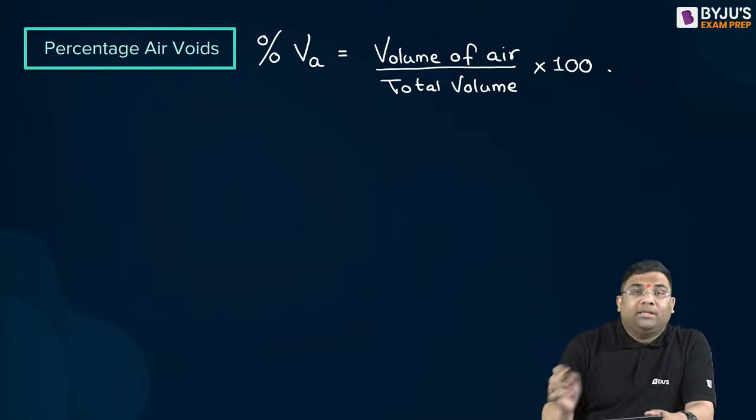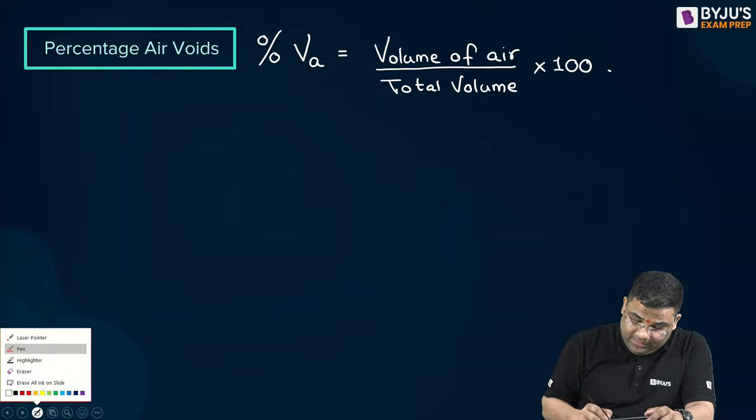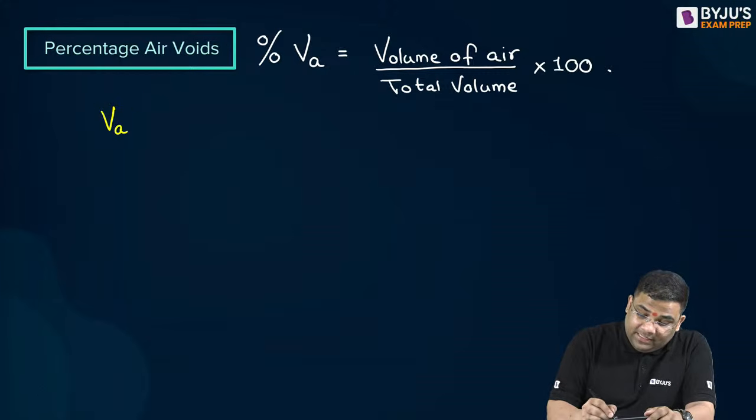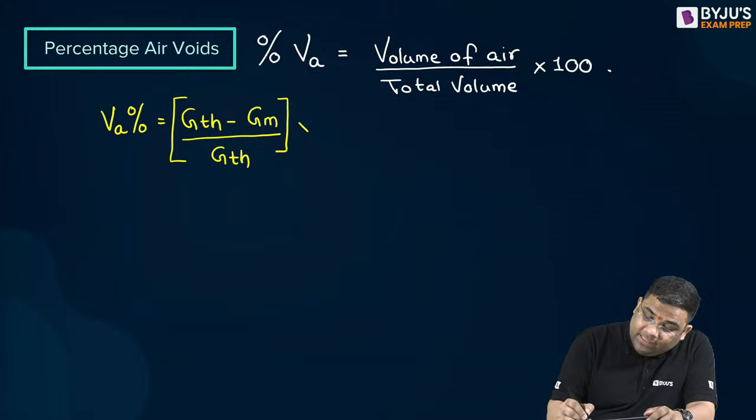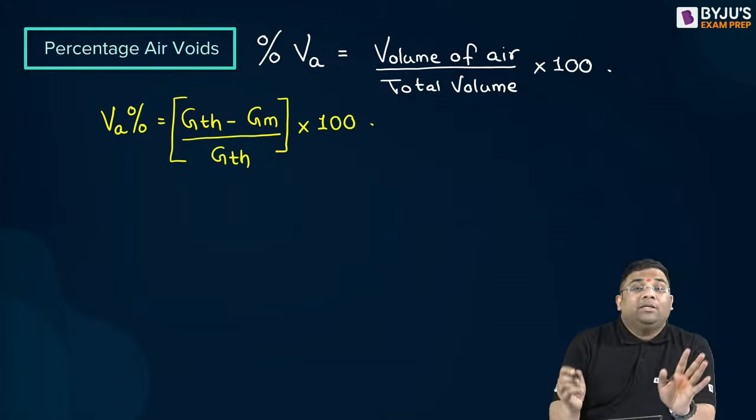So how to calculate this? Very easy. The formula for VA percentage is G theoretical minus GM divided by G theoretical. And why are we taking this formula? Let us just derive it in a short time.